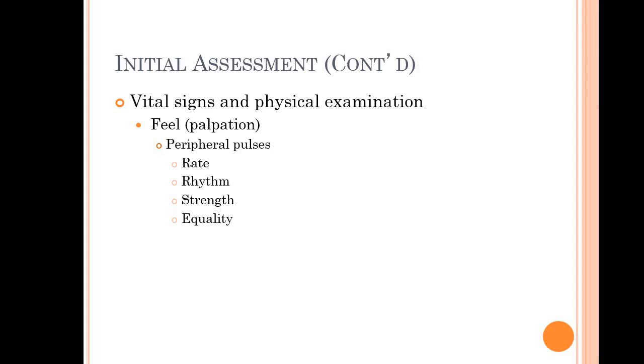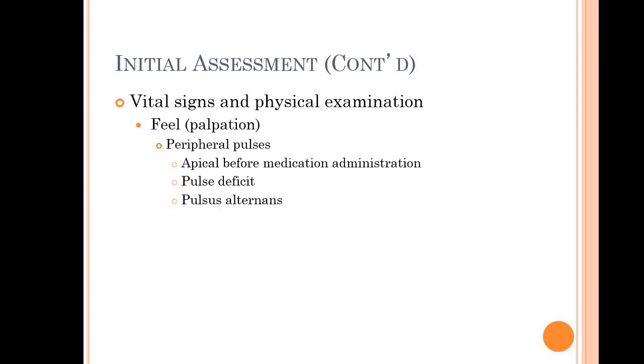So you know this, but look for rate, rhythm, strength, quality. Make sure both sides are equal. Make sure they don't have a pulse deficit, and they don't have pulsus alternans, which we talked about earlier on Tuesday. And we also refer to electrical alternans. This could be a sign of tamponade. It's where they have one larger QRS wave, and the next one's going to be smaller, the next one's going to be larger. It alternates in the electrical strength.